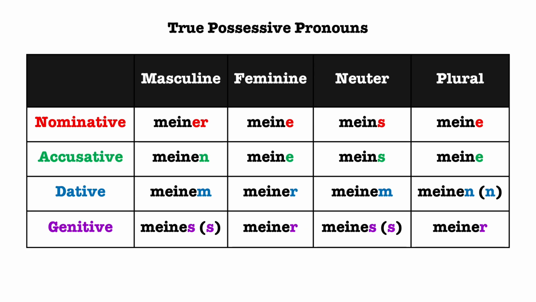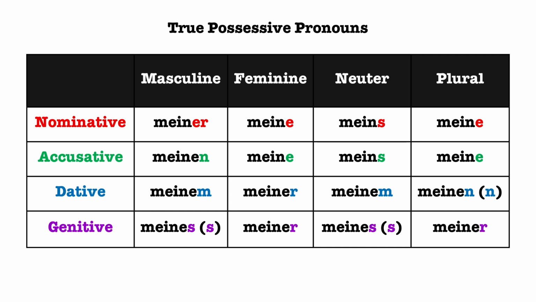If you are using those as actual pronouns, this is what the pronoun chart would look like. In the nominative case, masculine forms will have an ER at the end of it, so that is meiner. So if we're talking about a hat, you would say das ist meiner, that is mine. If you're talking about something feminine, such as a flower, das ist meine, that is mine. If it's neuter, you say meins, das ist meins, that is mine, as the example I just gave. If it's plural, you would say meine.